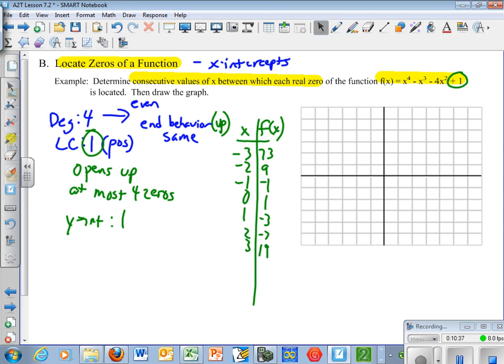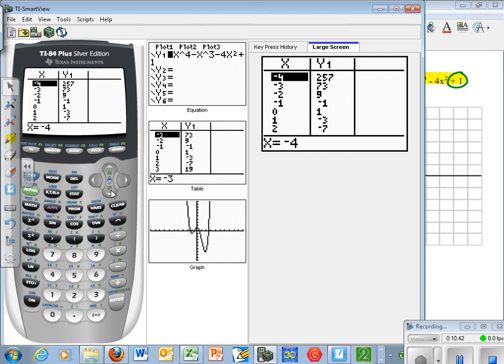And let's go back to the calculator and just see. I think it starts to shoot up awful fast once we get to 4. If we scroll down here.